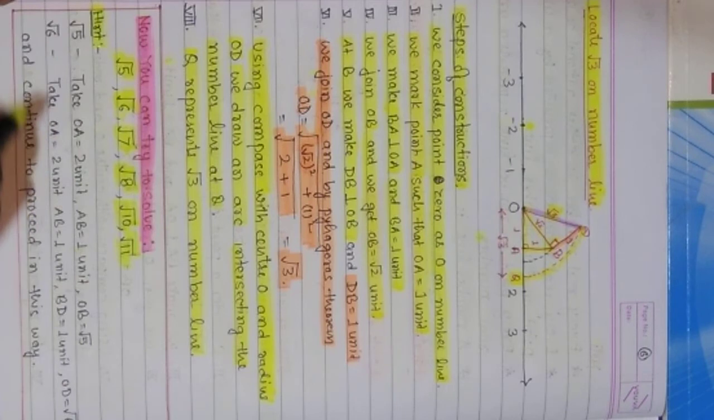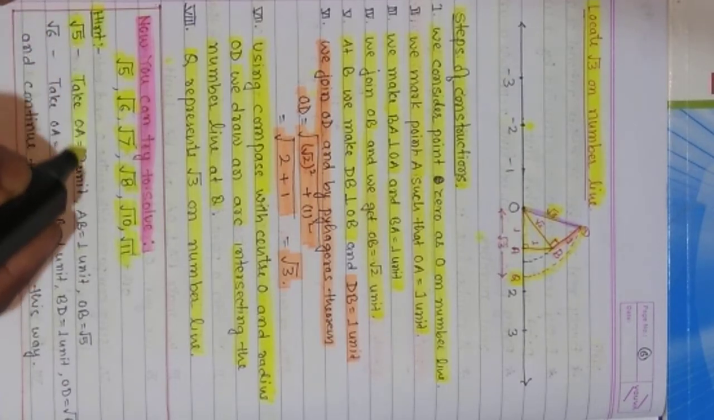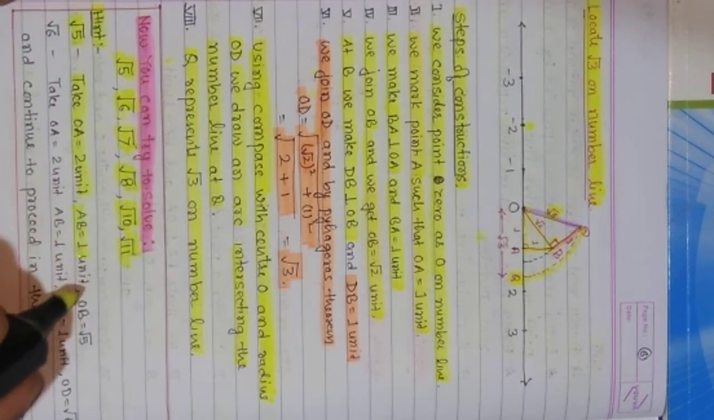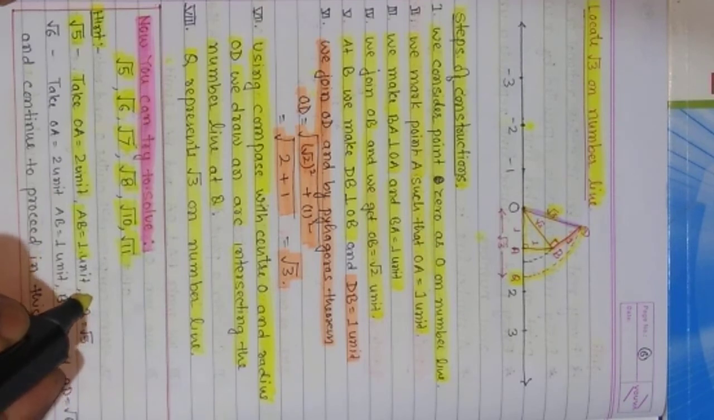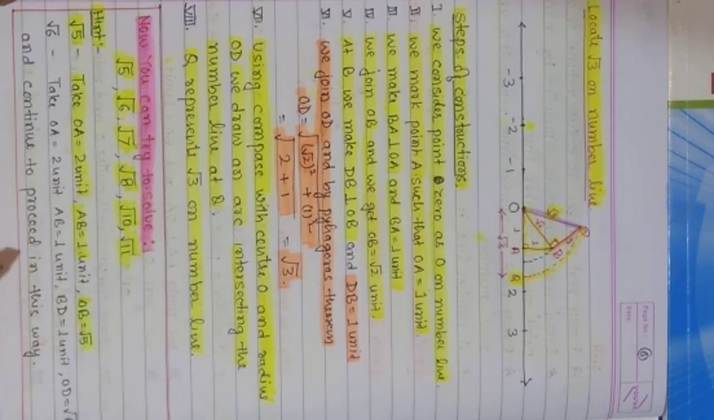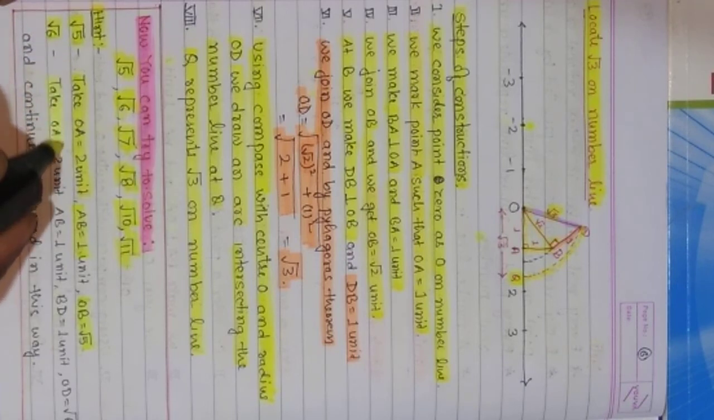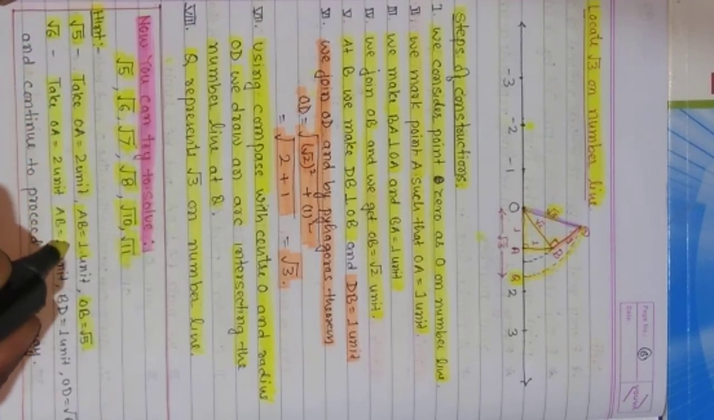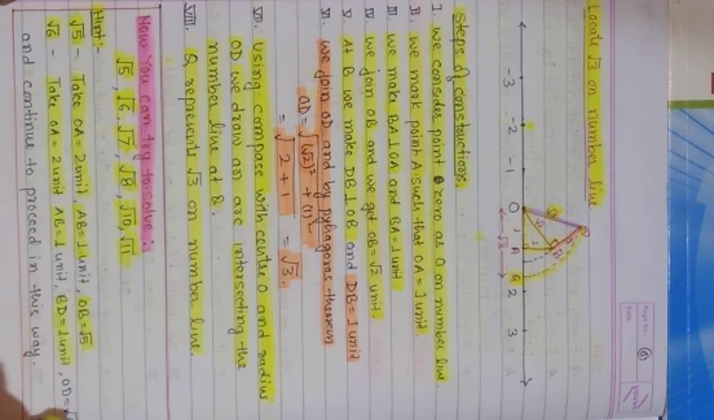Now, hint for root 5 and root 6. For root 5, take OA equal to 2 units, AB equal to 1 unit, and you will get OB equal to root 5 units. In case of root 6, take OA equal to 2 units, AB equal to 1 unit, BD equal to 1 unit, and you will get OD equal to root 6 units.